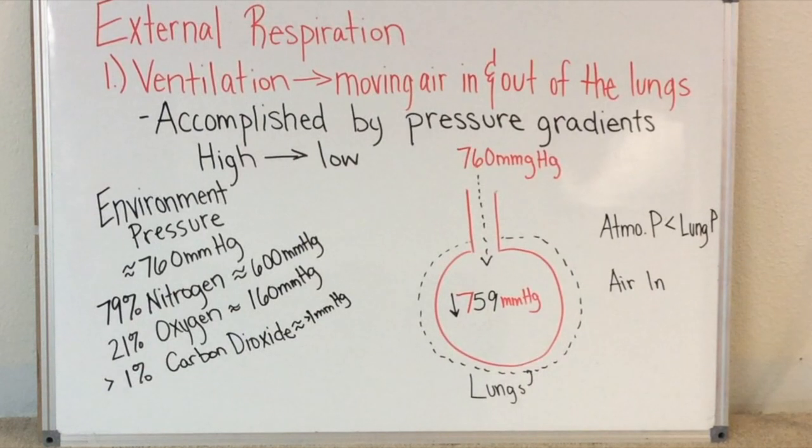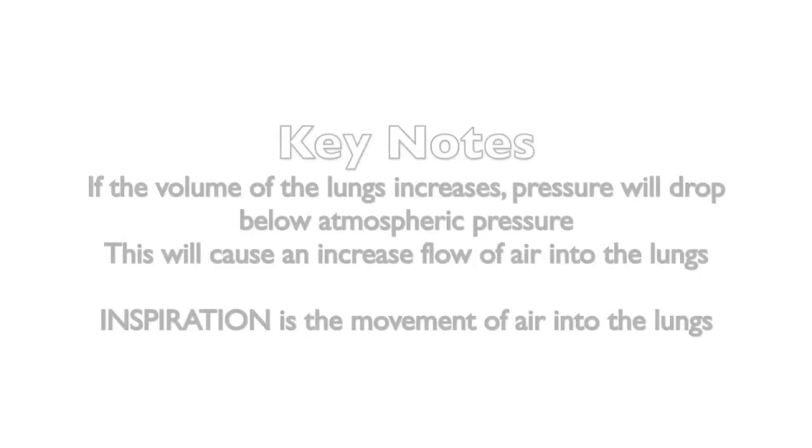If we were able to increase the volume of the lungs, we would see a pressure drop within the lungs. This slight pressure drop of only 1 millimeter of mercury would make the lung pressure less than atmospheric pressure, and air would move from the environment into our lungs.